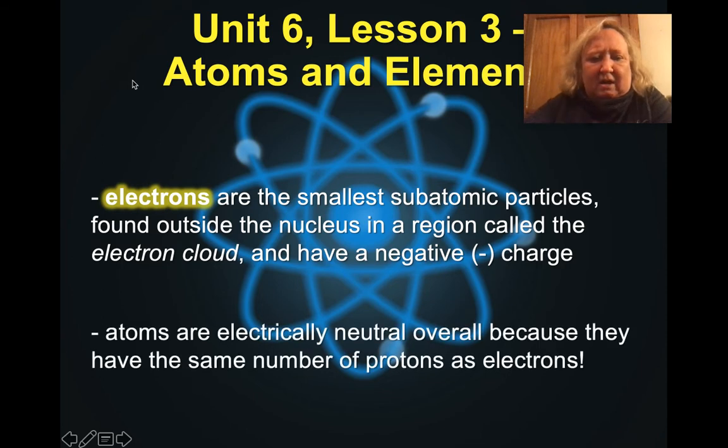All right. Atoms are electrically neutral overall because they have the same number of protons as electrons. So that means they're neutral. If it's 9 protons, they're going to have 9 electrons.